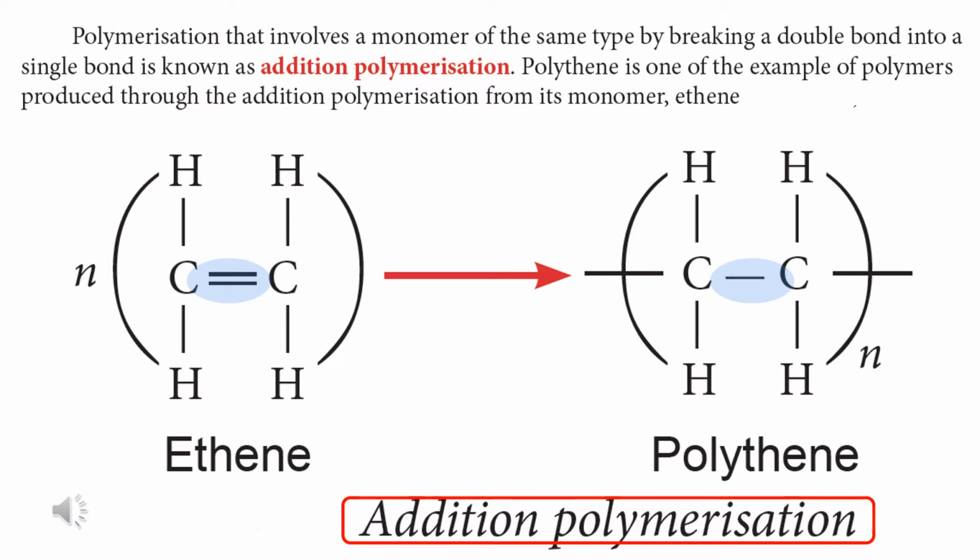Polymerization that involves monomers of the same type by breaking a double bond into a single bond is known as addition polymerization. Polythene is one of the examples of polymers produced through addition polymerization from its monomer, ethene. The figure below shows how addition polymerization happens.